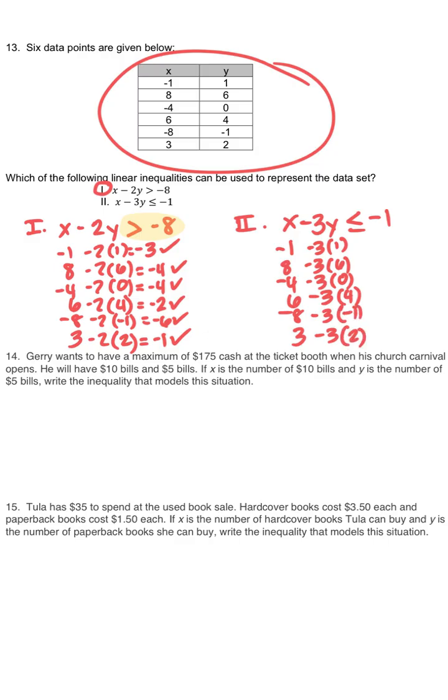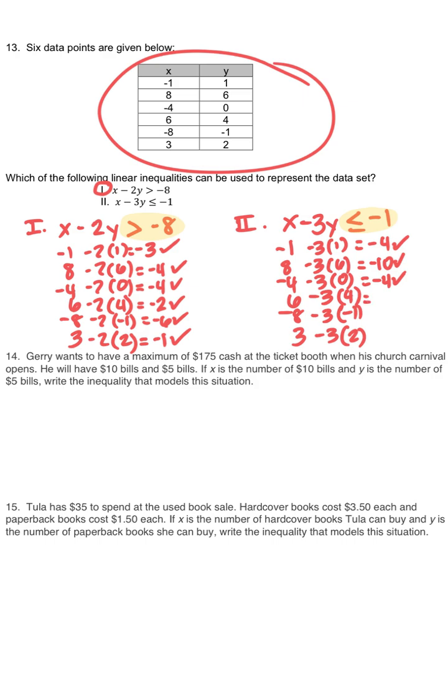And we're trying to see if they are less than or equal to -1. Okay, so we have -1 minus 3. That would be -4. Is -4 less than -1? It is definitely less than. 8 minus 18, that would be -10. That is definitely less than -1. Now we have -4 and 0, so -4. -4 is less than -1.